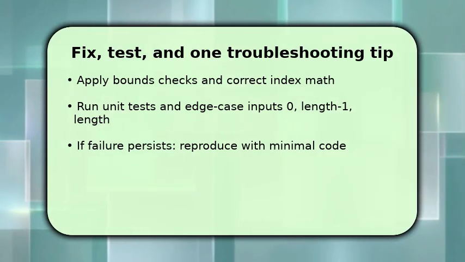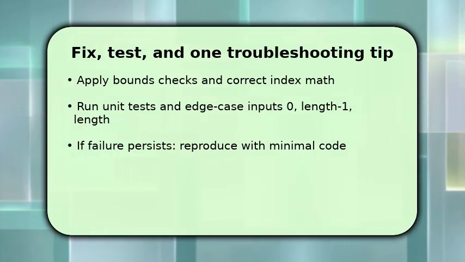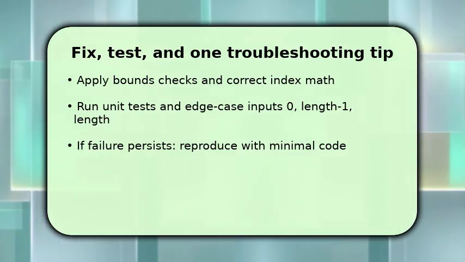If problems persist, isolate and reproduce the issue in a minimal snippet so you can iterate quickly and identify lifecycle or concurrency causes that alter the array.